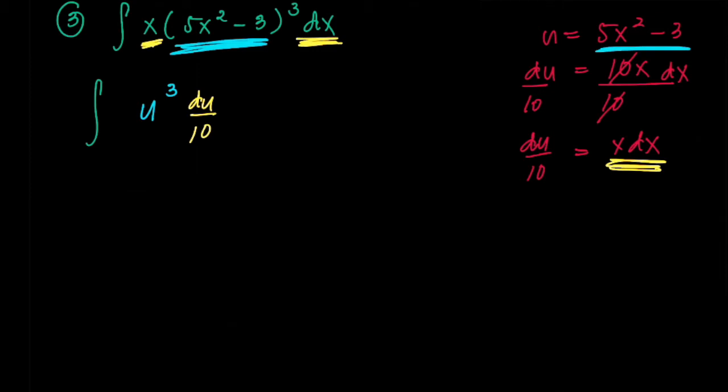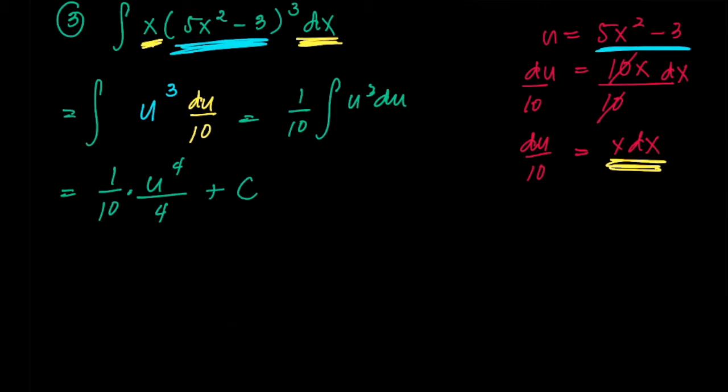So in this case, there is only one variable left, which is u. All the x are gone. This means we can now solve this. We can actually simplify this further so we don't get confused. We can take out the 10, so 1 over 10 times the integral of u cubed du. Then to use the power rule, 1 over 10 times u cubed plus 1 becomes u raised to the 4th power over 4, plus c.